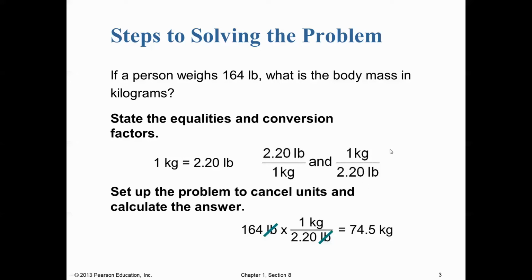The way you know which one to pick is, in this case, we want to convert from pounds into kilograms. That means we want to cancel out units of pounds. The unit we want to cancel typically goes on the bottom of our ratio. So 164 pounds, we're going to cancel it out with 1 kilogram over 2.20 pounds. So the pounds in the denominator here cancel out with the pounds in our starting number. We're left with units of kilograms. And so the way we'd solve this problem would be 164 times 1 divided by 2.20 gives us 74.5 kilograms. So that's the mass of that person in kilograms.